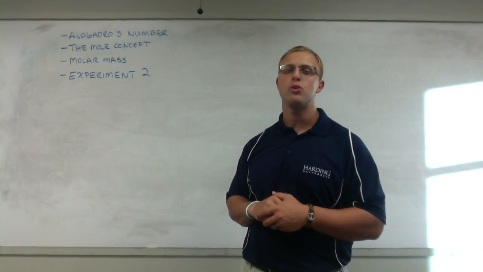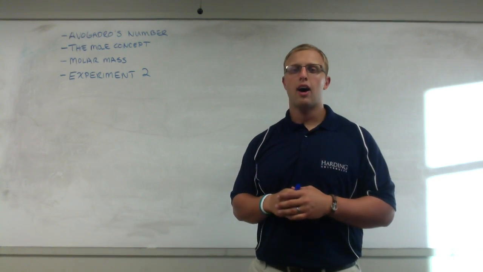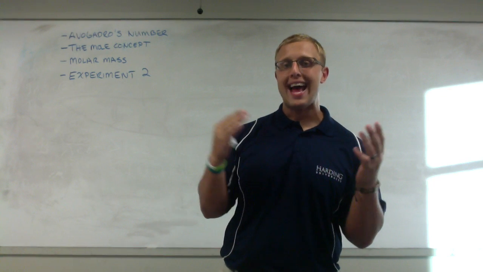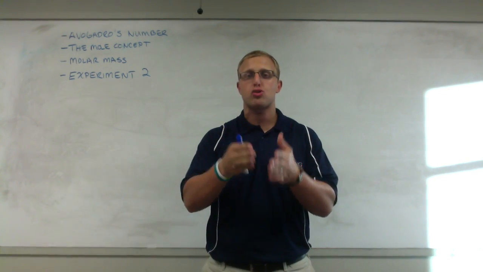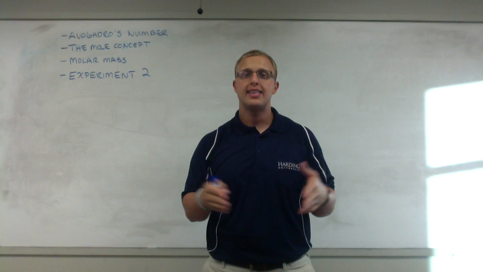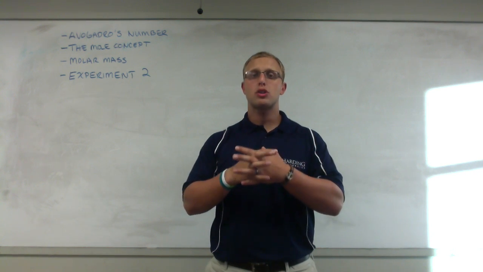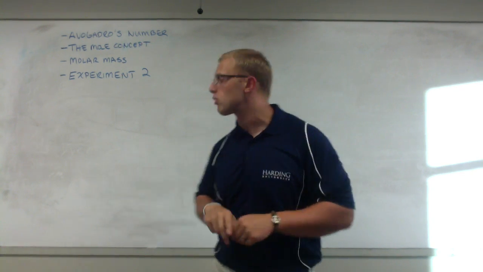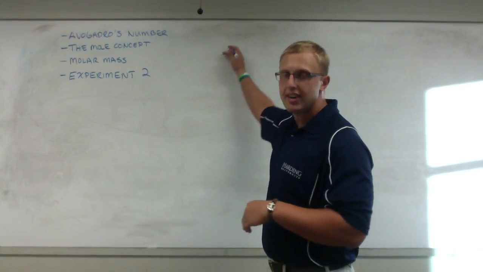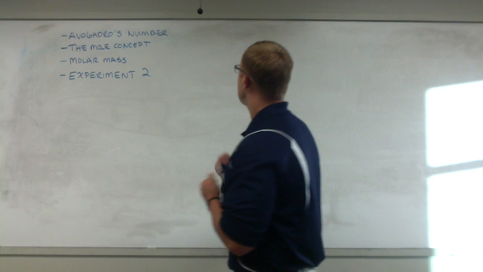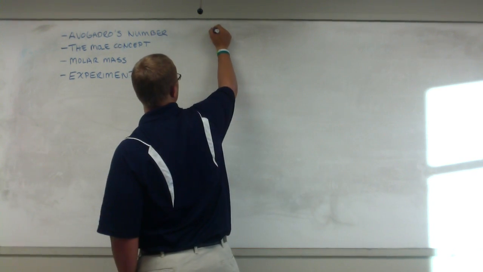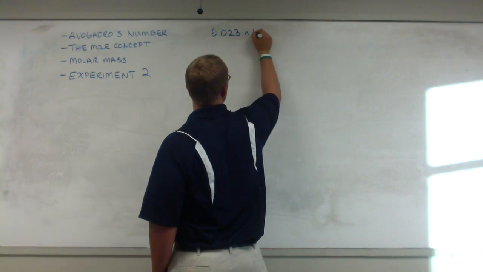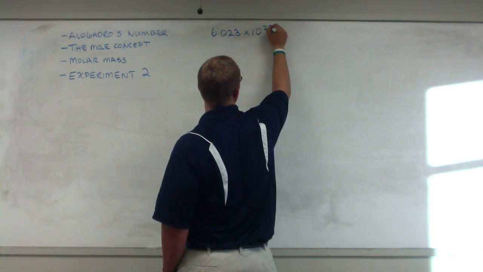All right, it'll give you an understanding of the enormity of Avogadro's number, but also why it has to be so large because we're describing something so small. In the atomic realm, Avogadro's number is a good depiction of a macroscopic world. So what we're going to start off with is Avogadro's number. Avogadro's number is equal to 6.023 times 10 to the 23rd.